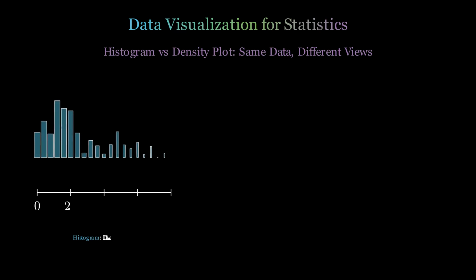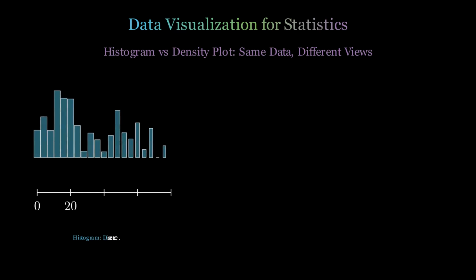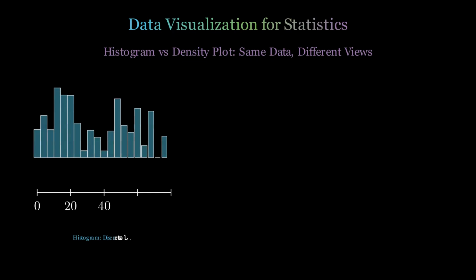Here's the same data shown 2 ways. On the left, a histogram with discrete bars showing frequency counts in bins. The bars create a somewhat jagged appearance, and the shape depends on our choice of bin width. On the right, a density plot shows the same underlying distribution as a smooth curve. The curve flows naturally, revealing the bimodal nature of our data.